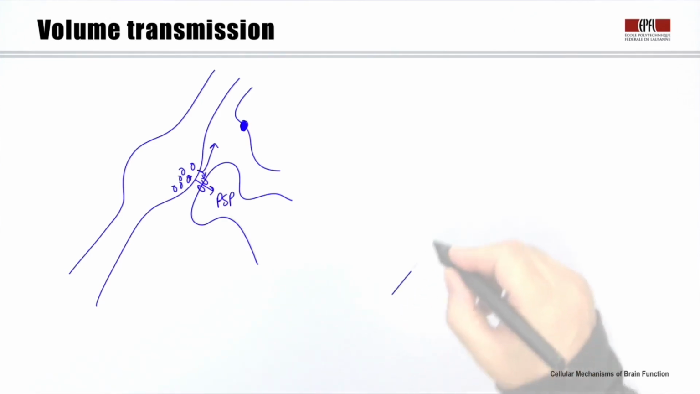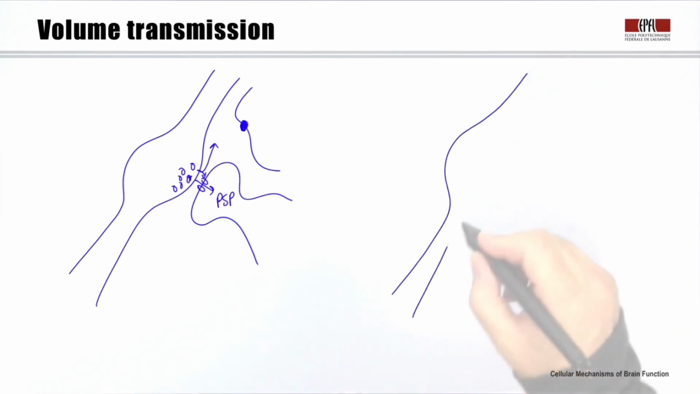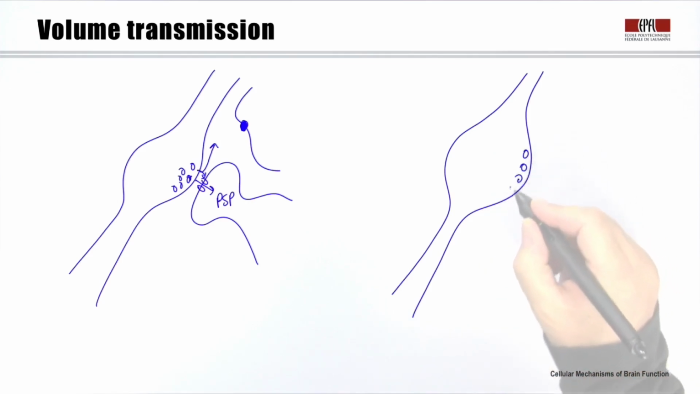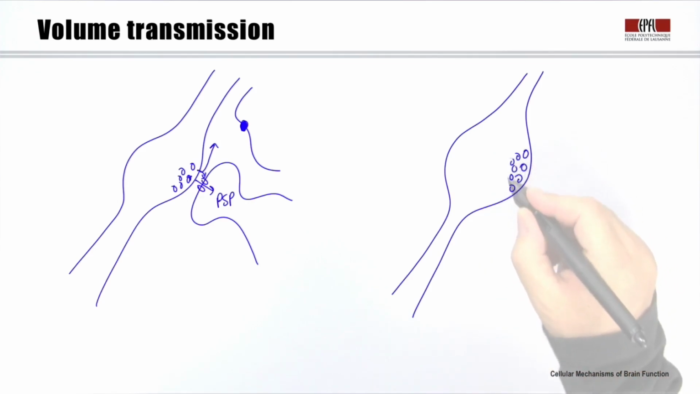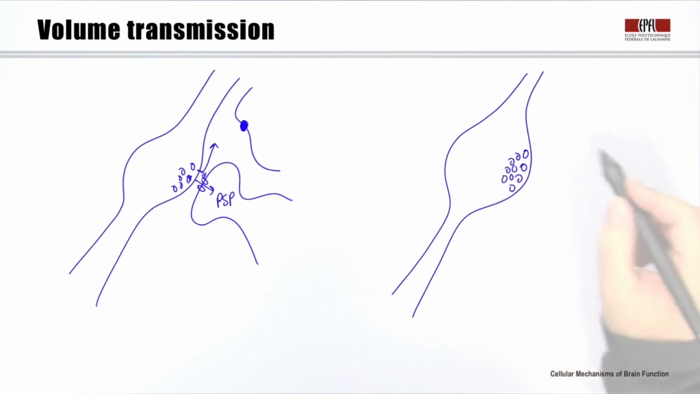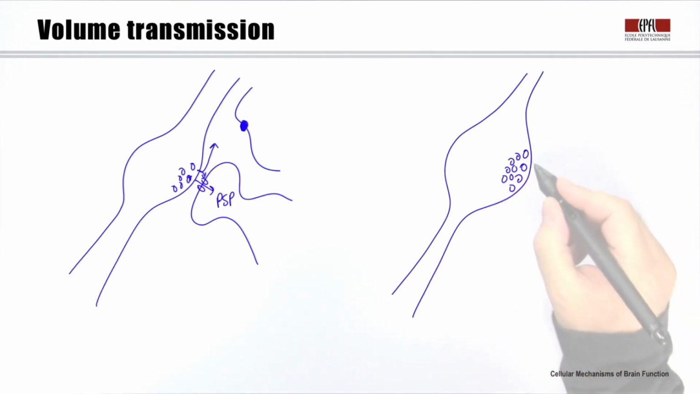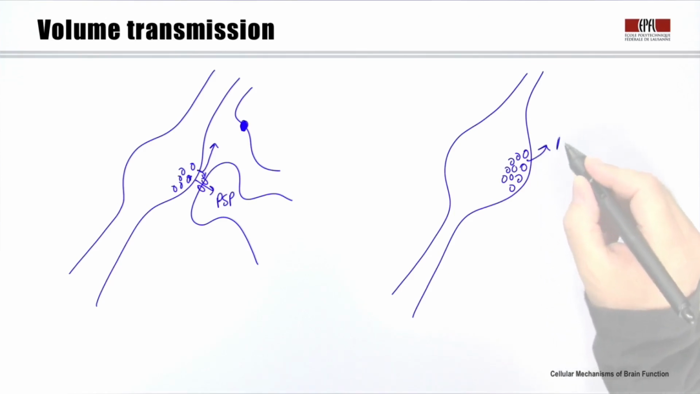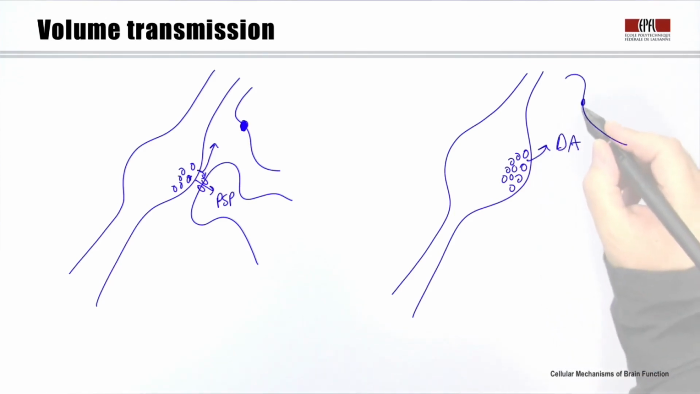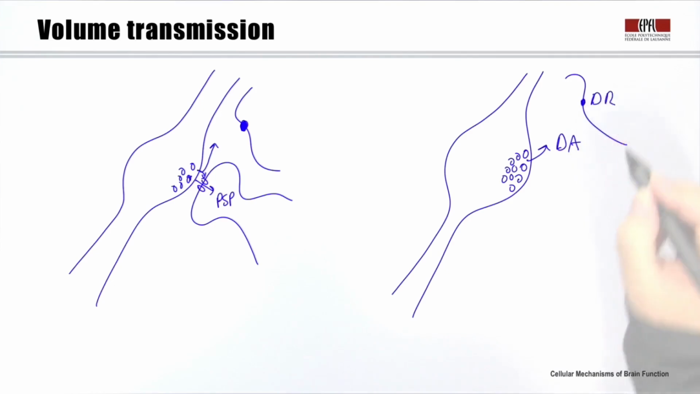For yet other neurotransmitters, their only way of function is through volume transmission. And so, for example, at a dopaminergic synapse or presynaptic bouton, there's no postsynaptic specialization at all. And here the dopamine is simply being released into the extracellular space where it can bind to different dopamine receptors that are present on a variety of different membranes.